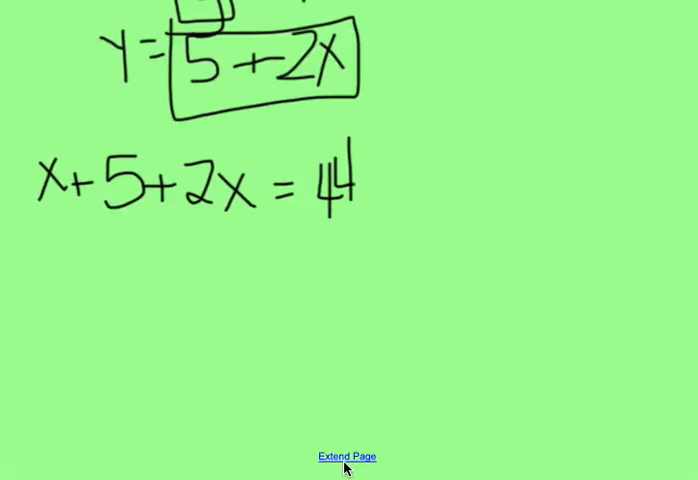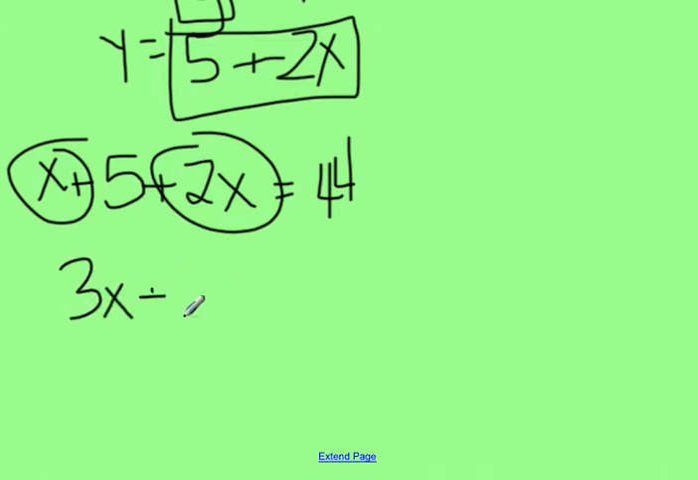Now I want to combine my X's. I see that my X's are on the same side of the equal sign, so all I have to do is add the 2 X's together. So I get 3X plus 5 is equal to 44.